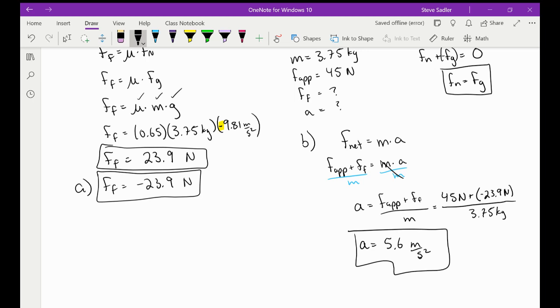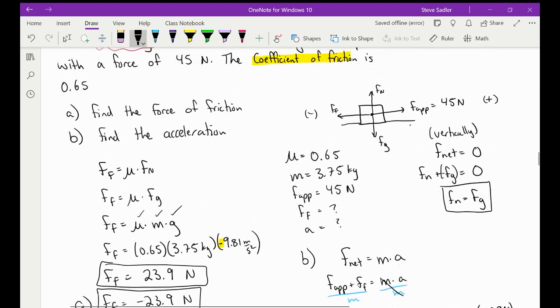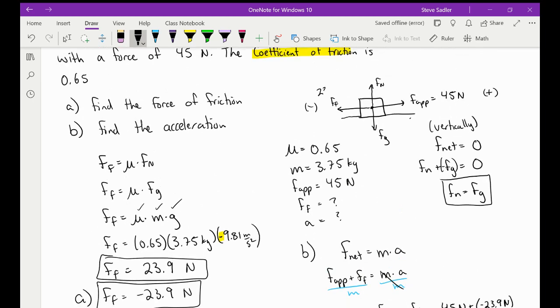So again, as we talked about a little bit in the Newton's second law video, unbalanced forces result in an acceleration. You can see here that if force of friction was 23.9 newtons, then we have an unbalanced force. We have 45 newtons going this way, negative 23.9 newtons going the other way. Unbalanced force means there's an acceleration in the direction of the larger force.